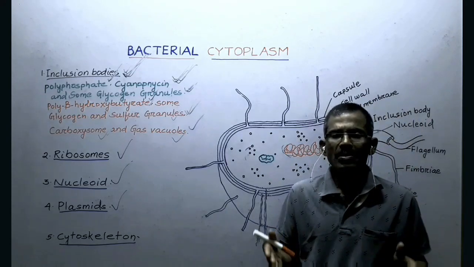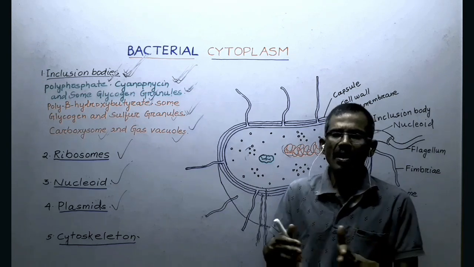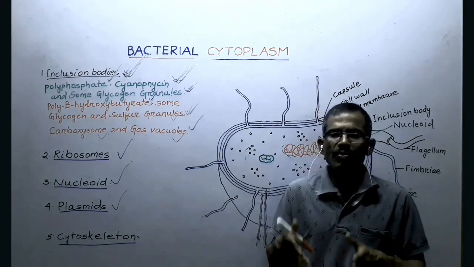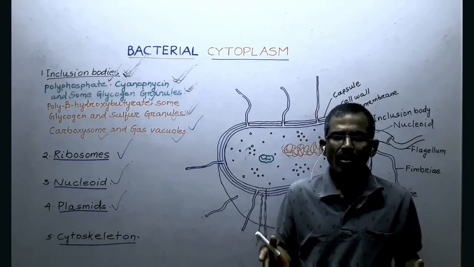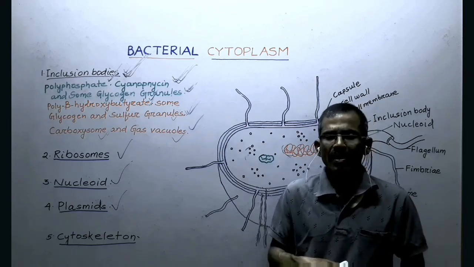Polyphosphate granules are also called volutin granules. They store phosphorus in the form of polyphosphate.